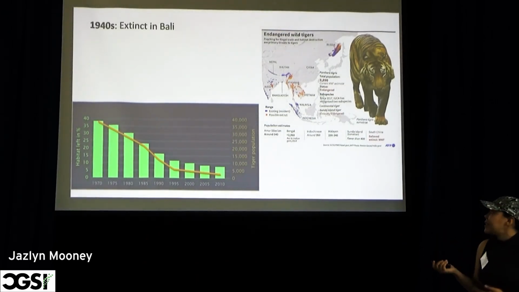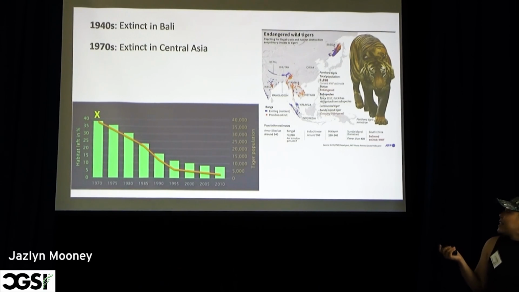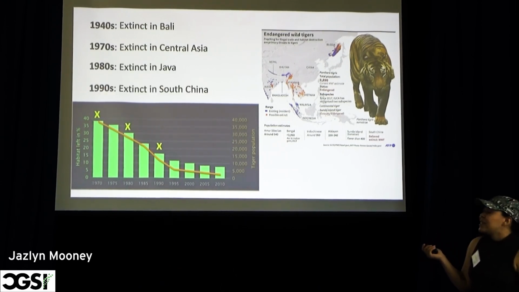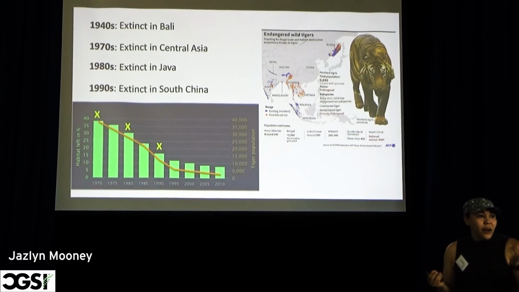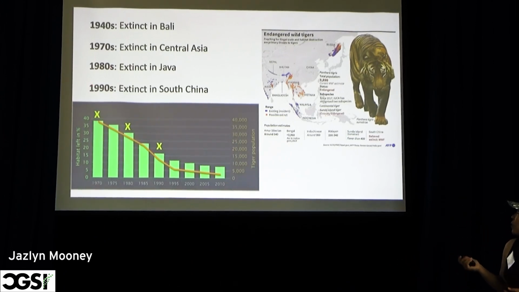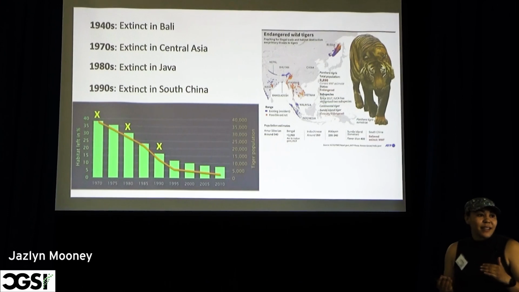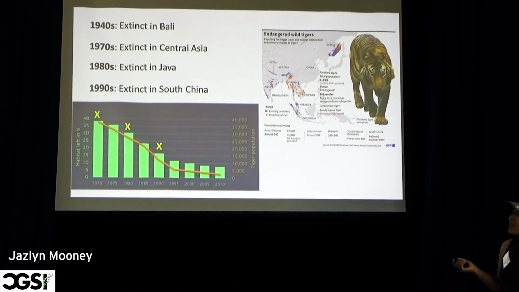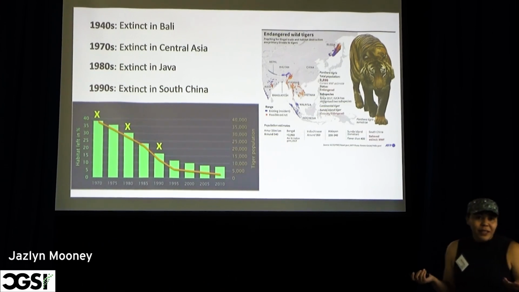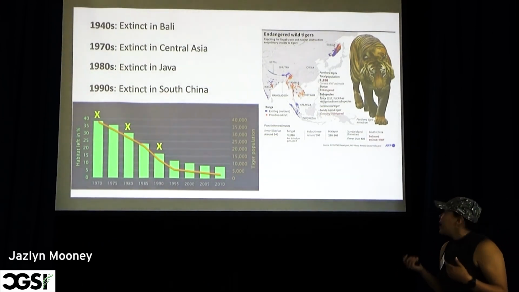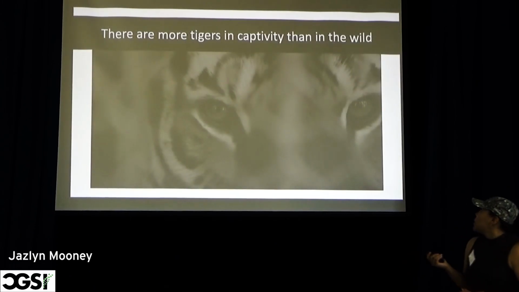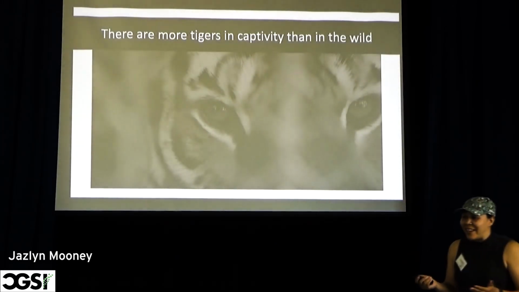So in the 1940s, they went extinct in Bali. In the 70s, extinct in Central Asia, 1980s, extinct in Java, and more recently, functionally extinct in South China. There are some in captivity, but in the wild, no one has seen one for a long time. So their range has dropped to less than 10% of what it used to be. So the numbers have absolutely tanked. And there are currently 6 extant populations of tigers that we're able to get data from the wild. So there's more tigers in captivity than in the wild.